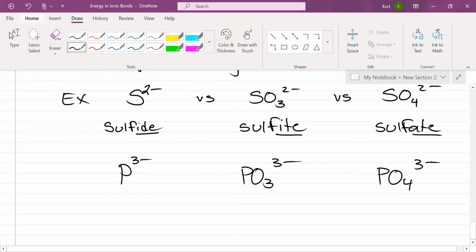Here's another example. What is P with a -3 charge? That is phosphide. What is PO4 with a -3 charge? That is phosphate. And what is PO3 with a -3 charge? Phosphite. Let's do one more.